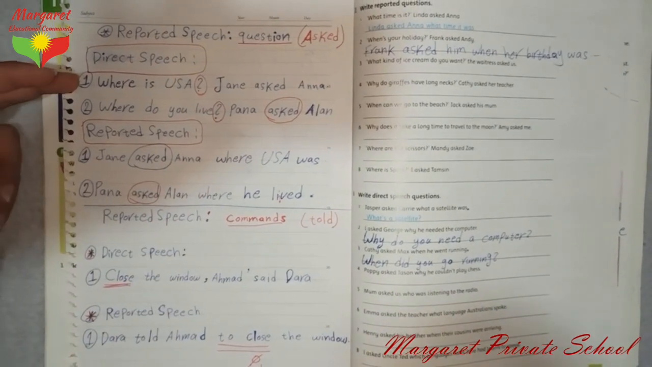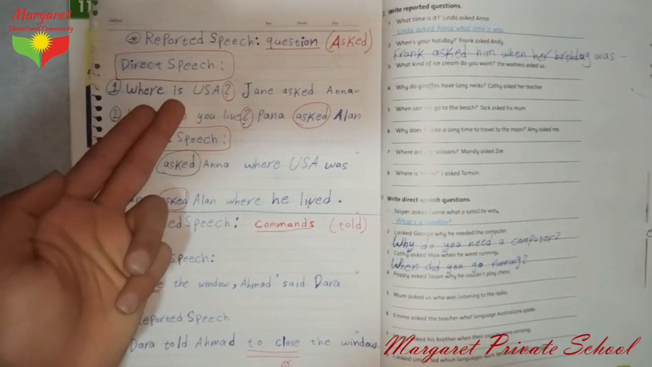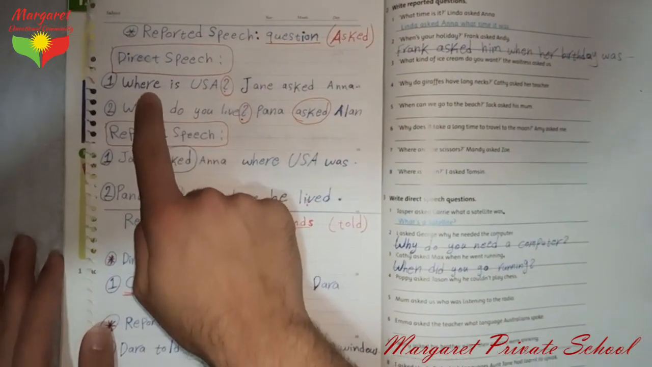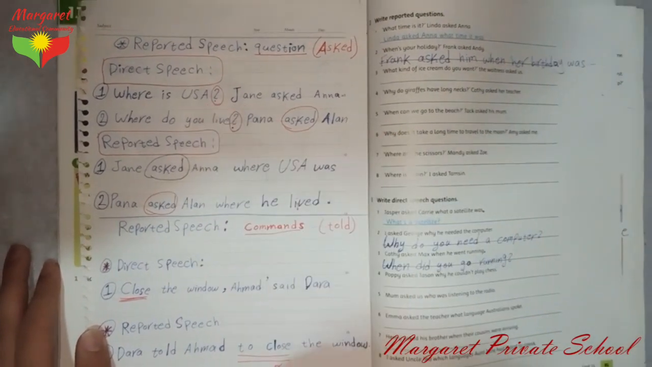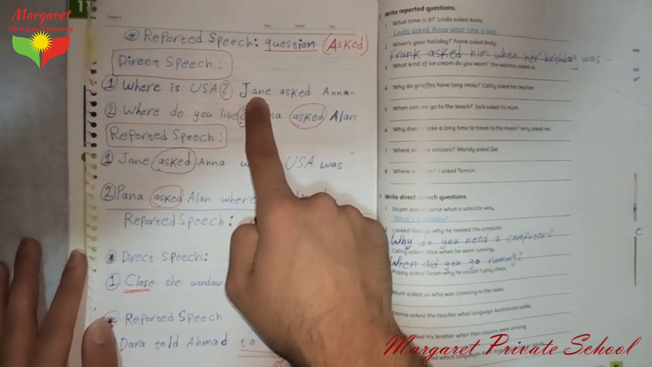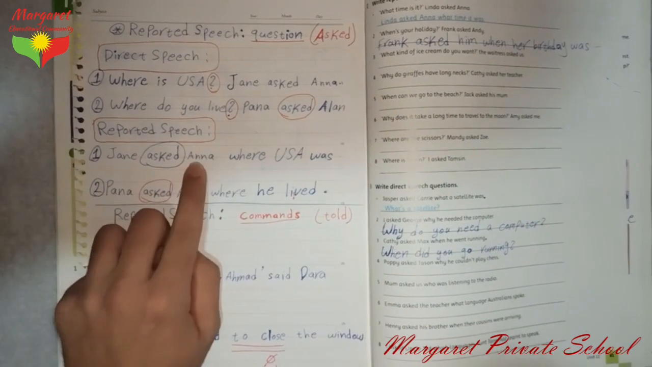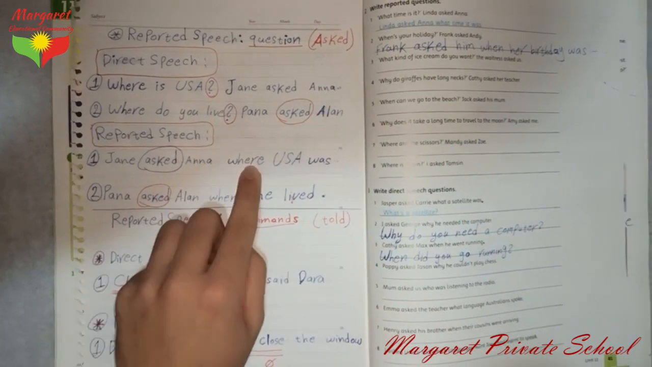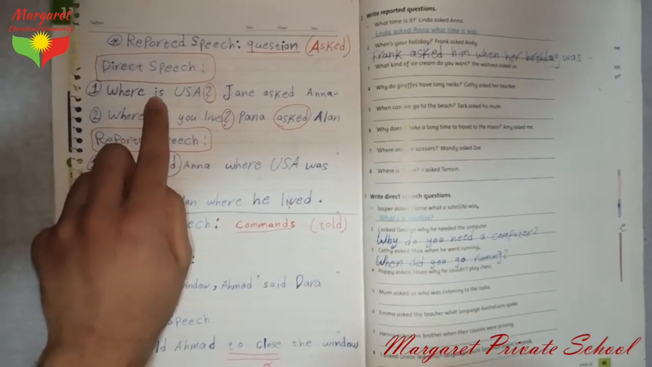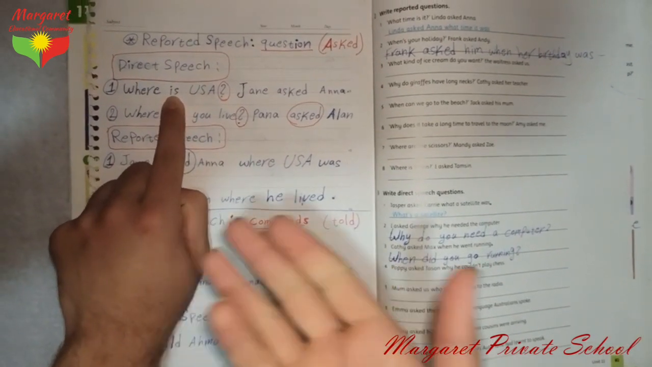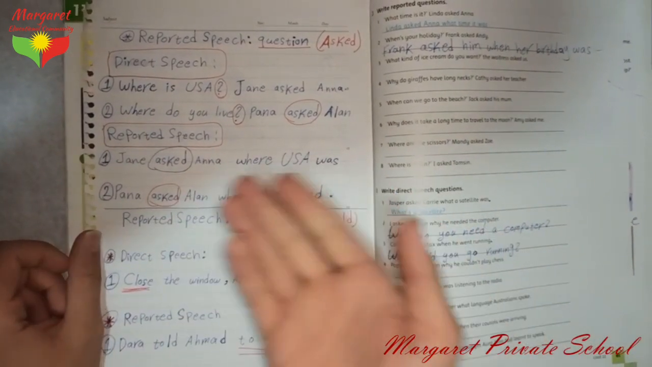Let's see how we change this speech into reported speech. We use reported speech question because it's a question, you see the question marks? Look at number one. Where is USA? Jane asked Anna. When you report this, you say: the name Jane comes in the beginning, then we use asked, then the second name, Anna, where USA was. It's a rule in reported speech: we always change the tense from present to past. Here we have present, is, and we change it to was, so it is past.